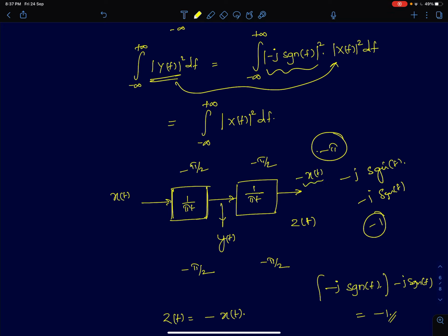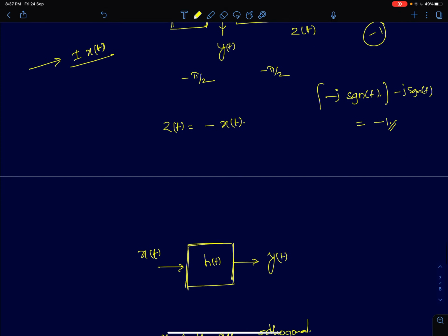So if you cascade an even number of Hilbert filters, you will either get plus or minus x of t. You will either get the same input, as if you cascade 4, you will get plus x of t. If you cascade 6, you will end up getting minus. So you will either get plus or minus the input signal as it is.